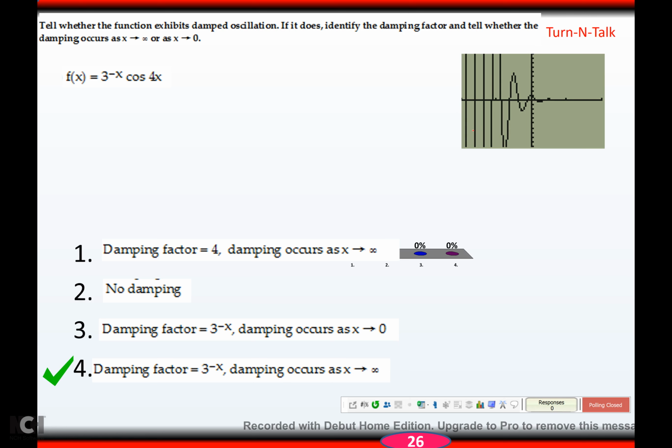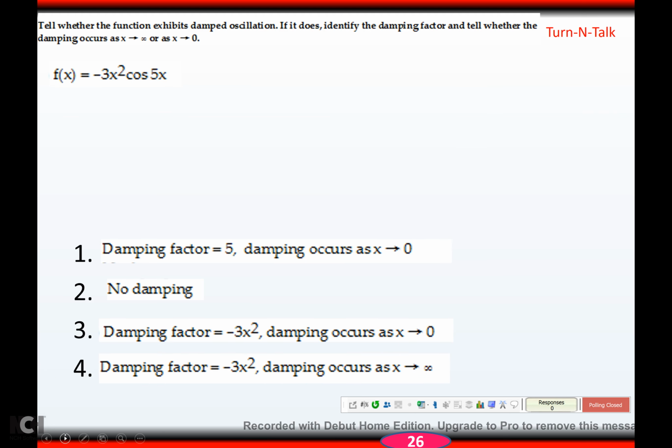So you can see, yes, the waves start off big and then they get squeezed in right here, which is as x approaches infinity, because it's not going to get big again. It's just going to keep getting smaller and smaller waves as you continue this way. So the damping occurs as x approaches infinity.